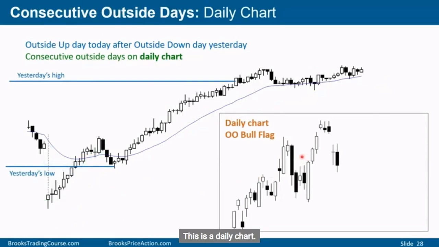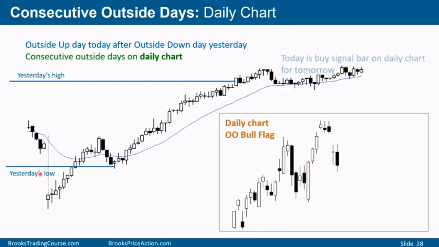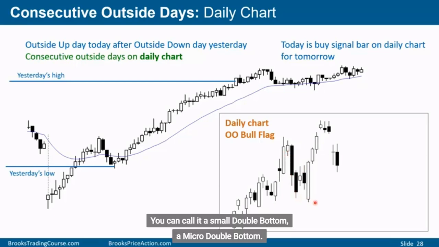This is the daily chart. We have a very big bull bar, and it's an outside bar. And the bar before, the day before, was a bear outside bar. So we have a bear outside bar and a very big bull outside bar. This big rally is this big bull bar. And for the bulls, we have a bull trend and a pullback. You can call it a small double bottom, a micro double bottom. You could also call it a wedge.